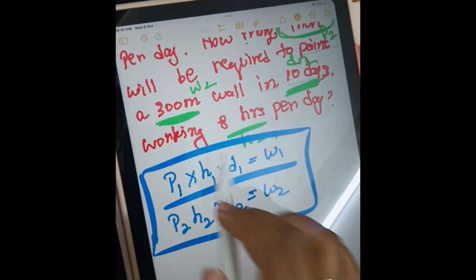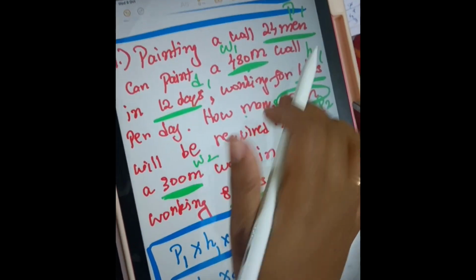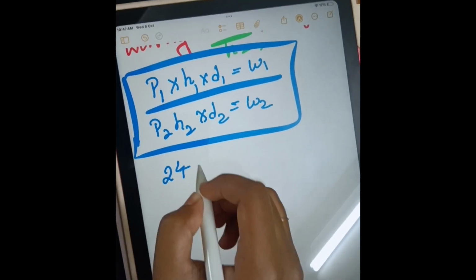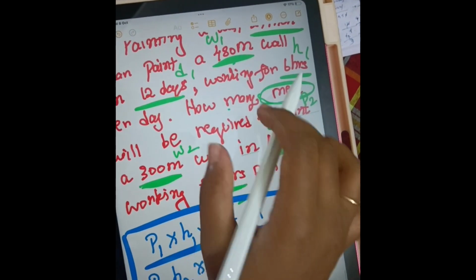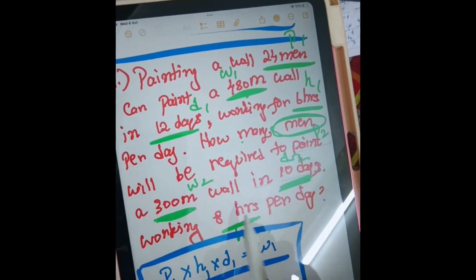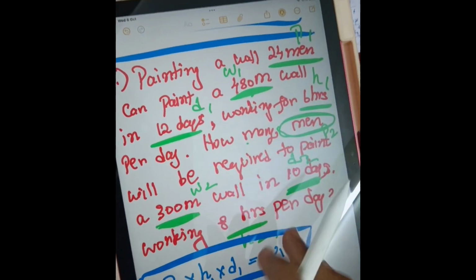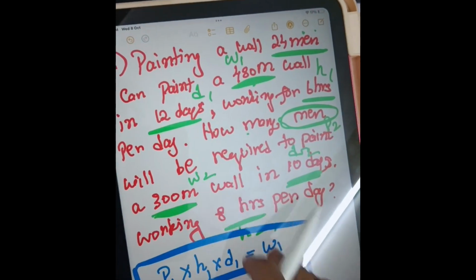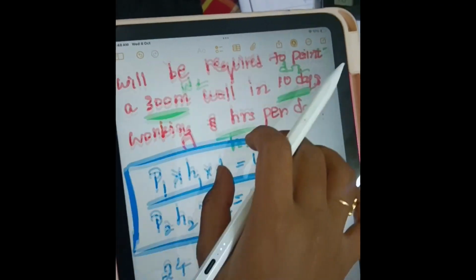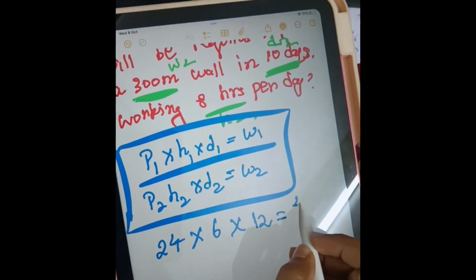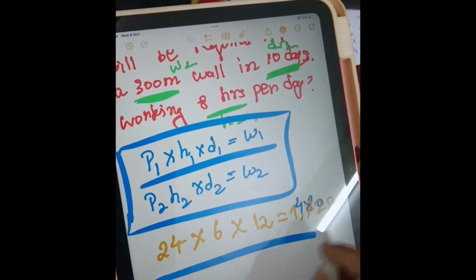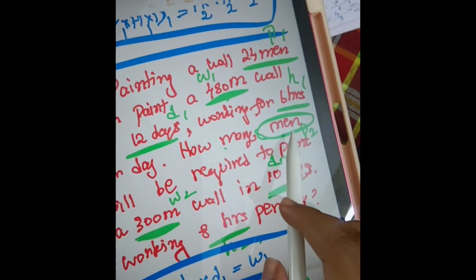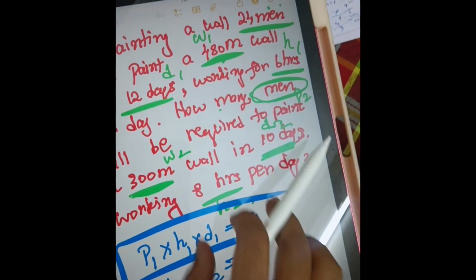Now you have to apply the formula with the given values. What is P1 here? P1 is 24. So 24 into the hours, which they have given as H1. You should not take the second hour first; first you have to complete the first. So 6. 6 into the days, which they have given as 12, and the work is 480. So 12 equal to 480. Next, P2 is the only one you have to find. Next, P2 into 8 into 10.